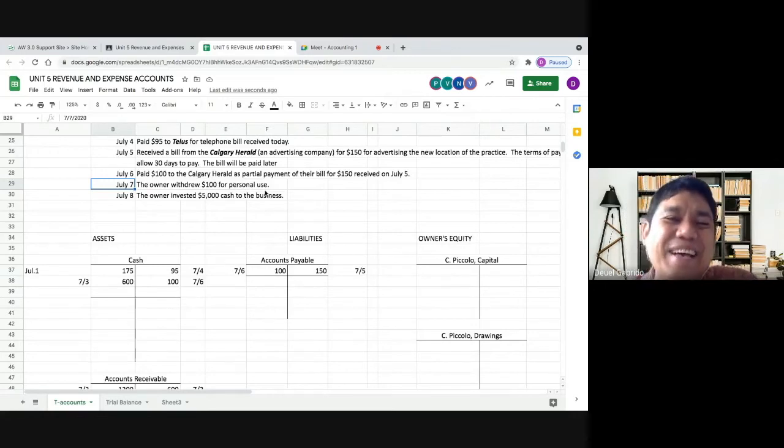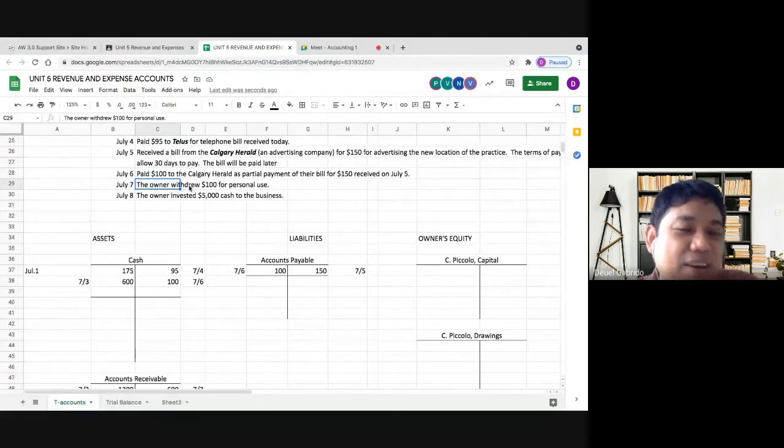As long as the sentence goes like this, the owner withdrew money for personal use, we will categorize this as part of your drawings. Do you understand that? That's how we distinguish. Sometimes we don't know where the owner will spend the money, but put a note if you're the accountant of the company: my boss withdrew 100 for personal use, and that's it. Sometimes we don't need to itemize. We don't need to be specific.